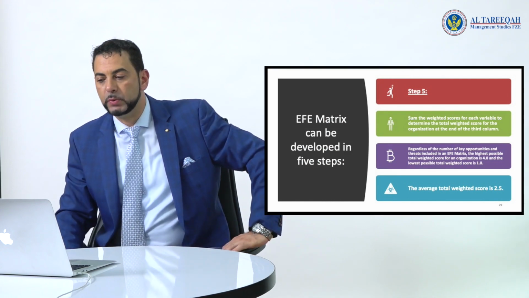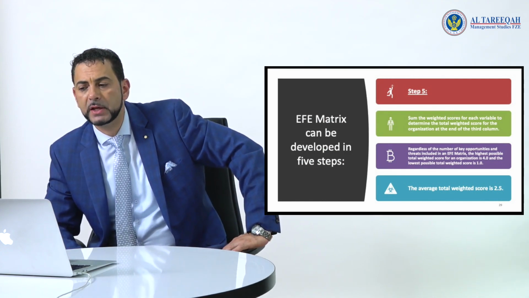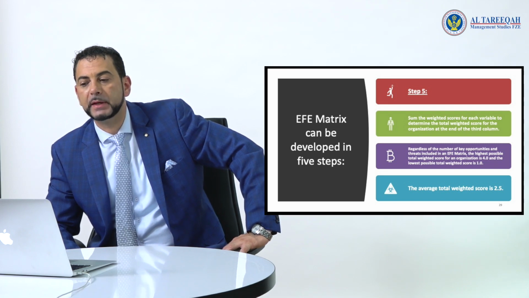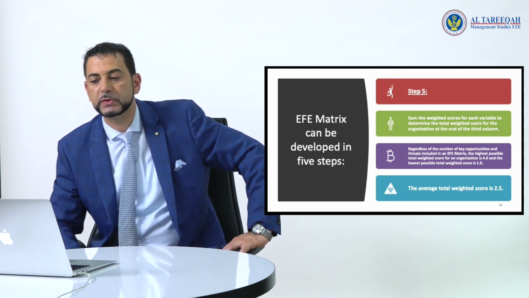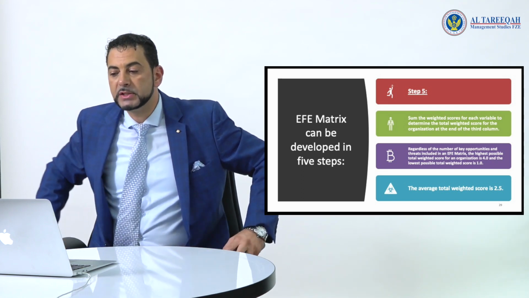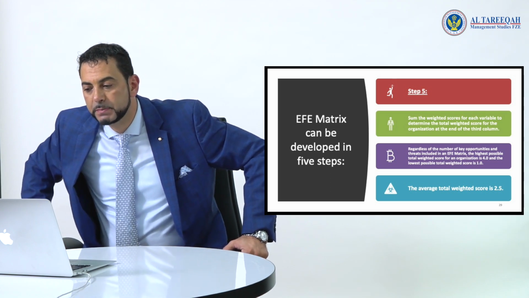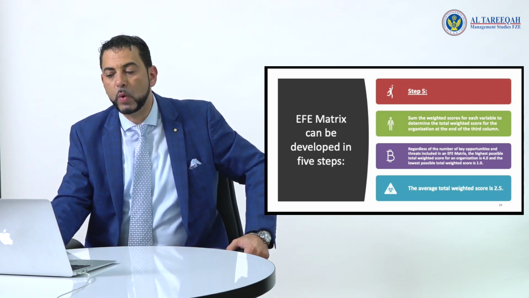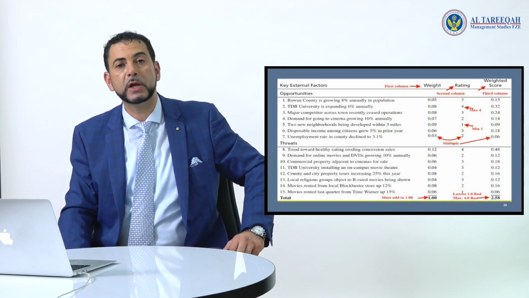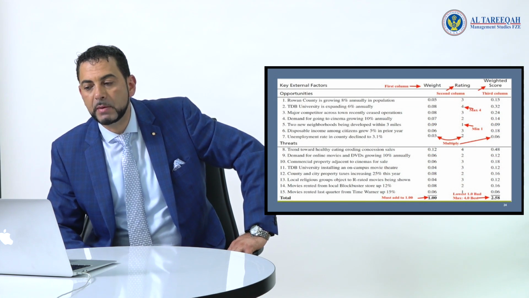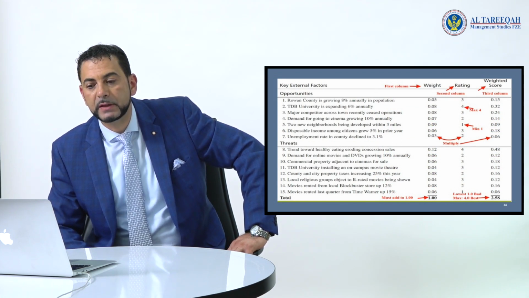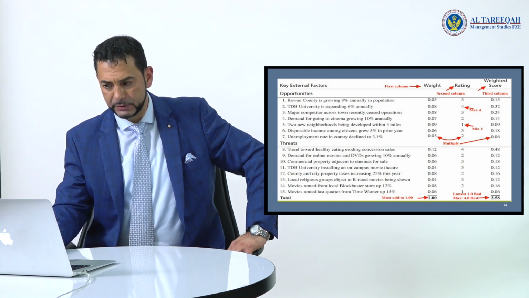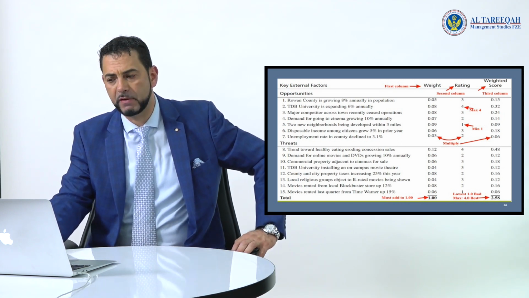Now, the third step, which is on slide number 30, for the second column, you need to assign a rating between 1 to 4 to each of the external factors, indicating how effectively the firm's current strategy responds to that specific factor. So this is very important now. 4 is the response is superior. 3, the response is above average, 2, the response is average, and 1, the response is poor. So let's go back to our table, which is on slide number 27. You'll see that in item number 5, which talks about the 2 neighborhoods being developed within 3 miles, they gave it a 1. So here, the response is very, very poor.